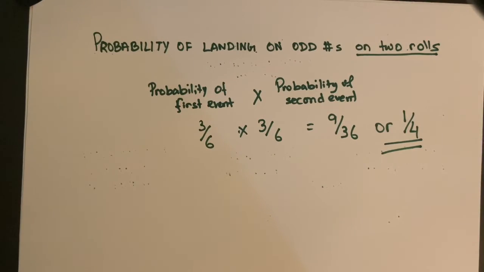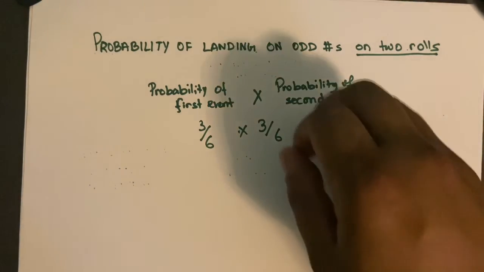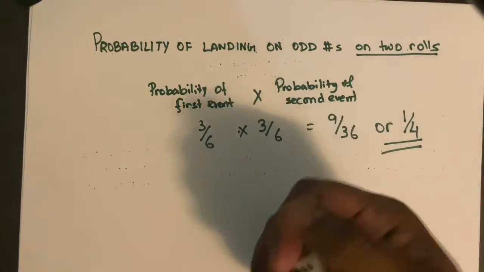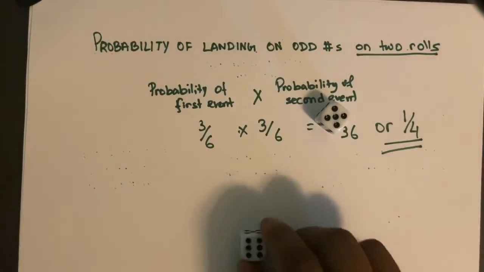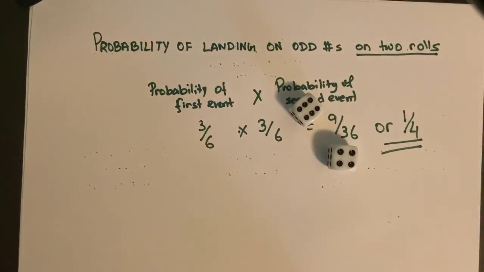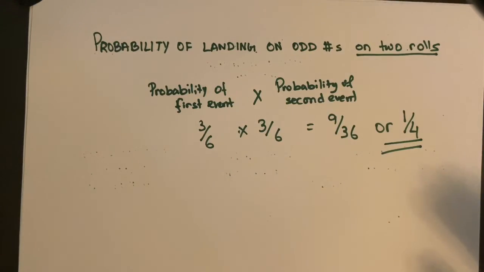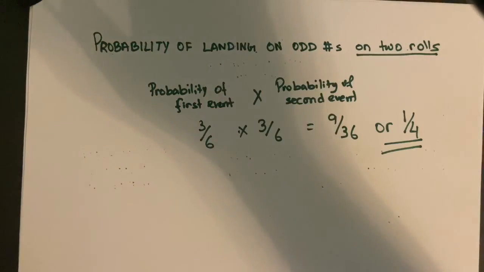Now, what is the implication of that in the real world out there? What that means is that if I take a pair of dice and I roll it once, twice, 3 times, and 4 times, one of those times I should have landed on a pair of odd numbers. Now again, that's a possibility. There could have been the case that I rolled 4 times and on every roll I got a pair of odd numbers. And it's also possible that I could have rolled this 100 times and all 100 of those times I might not have landed on a pair of odd numbers.